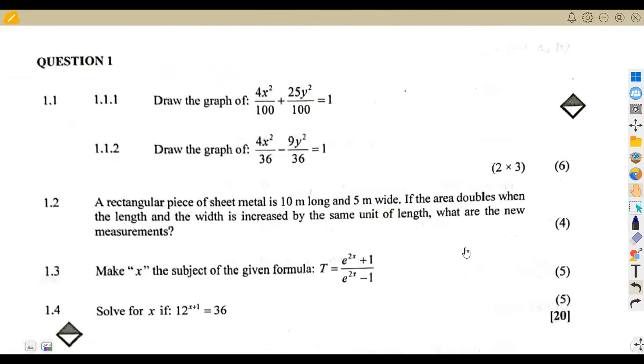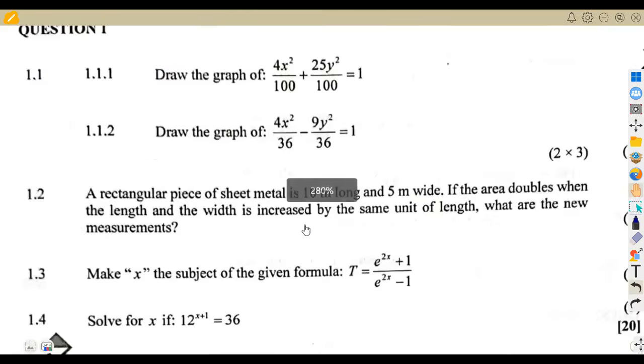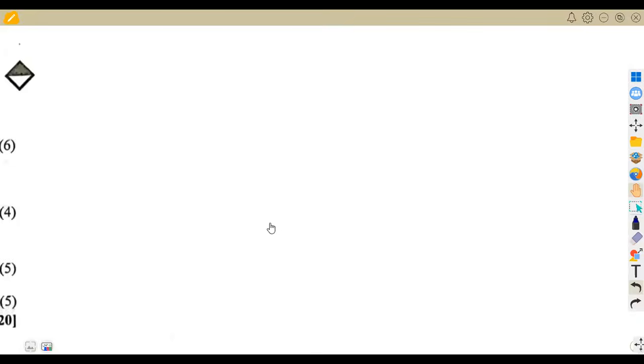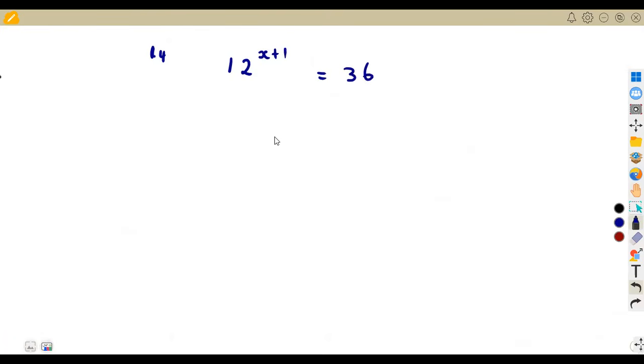And the other part, 1.4, was to solve for x. So for x, if 12 to the exponent of x plus 1 is equal to 36. Again, 5 marks for this. So we have 12 to the exponent of x plus 1, which is equal to 36.